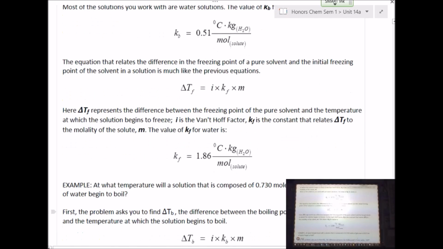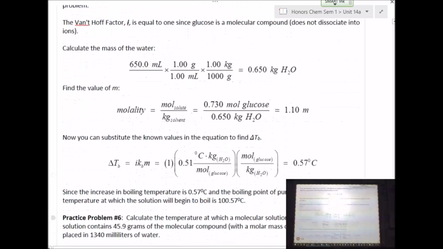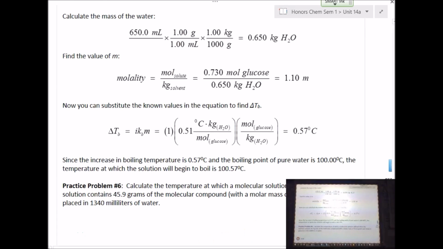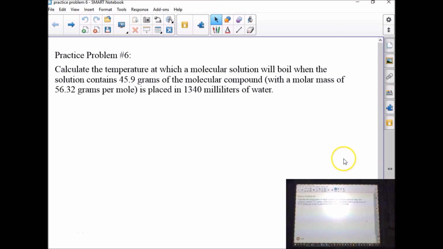All right. Let's do an example. So looking at practice problem number 6. Okay.